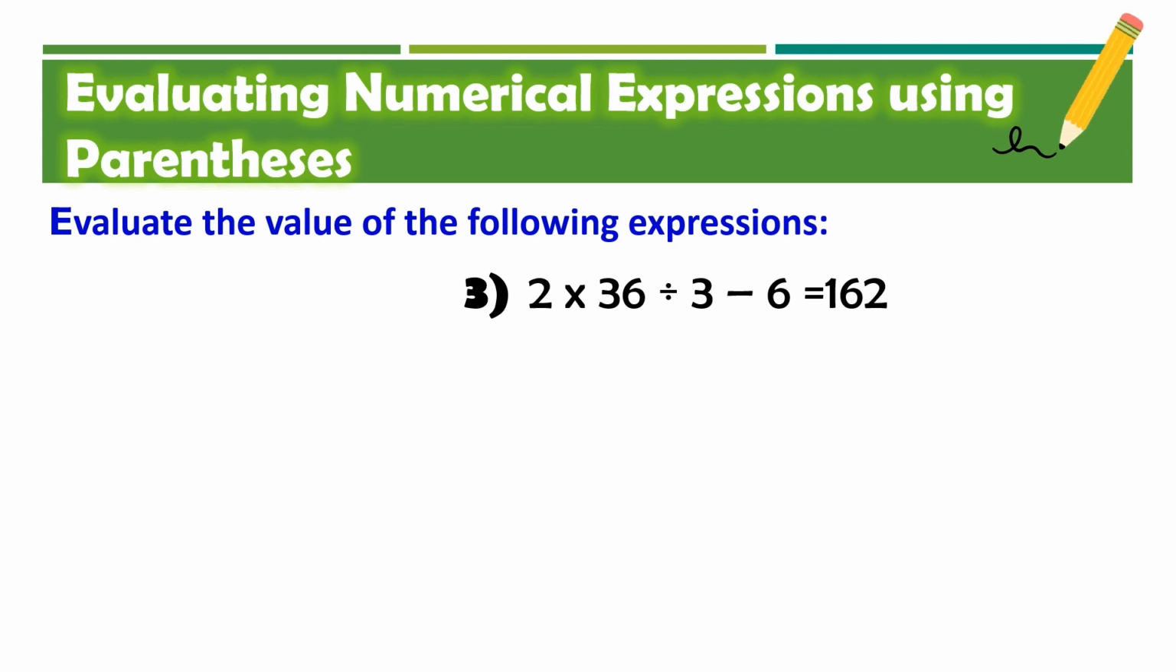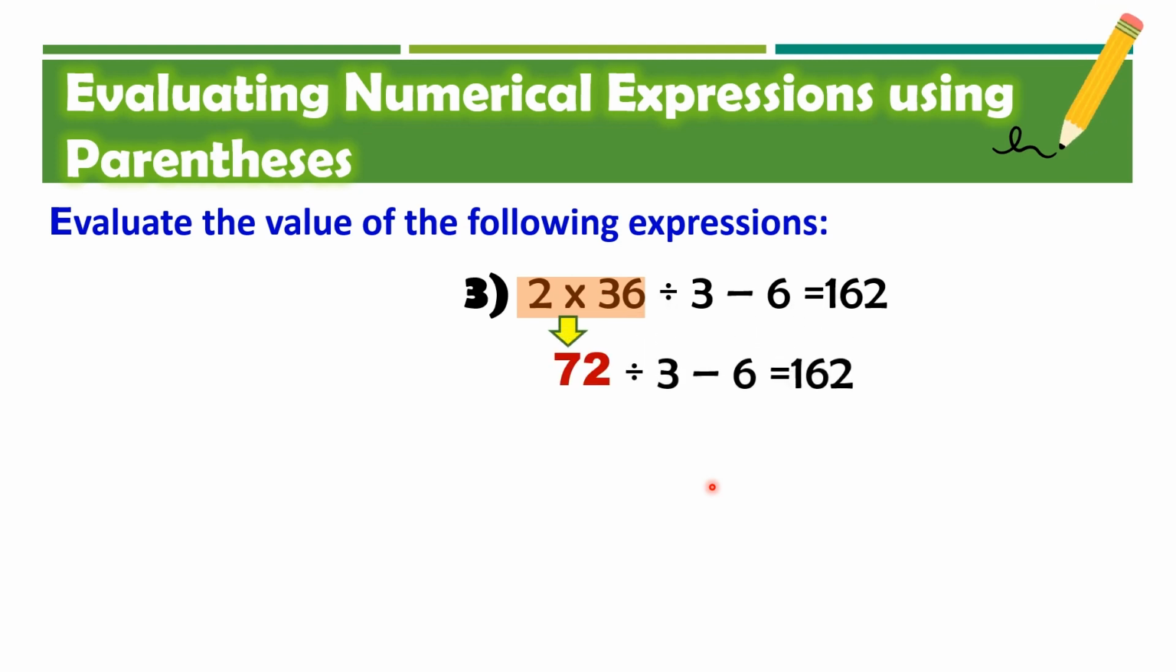So let's go. We are going to evaluate the expression of 2 times 36 divided by 3 minus 6, and the value of the expression should be 162. So we are going to be using the order of operations, which we do not see any parentheses here. So we know we're going to be multiplying and dividing from left to right first. So we have multiplication first, so we're going to be doing that first. 2 times 36, our answer equals 72.